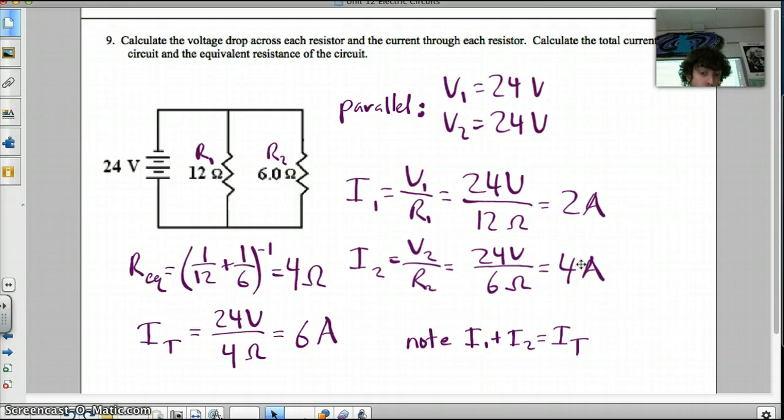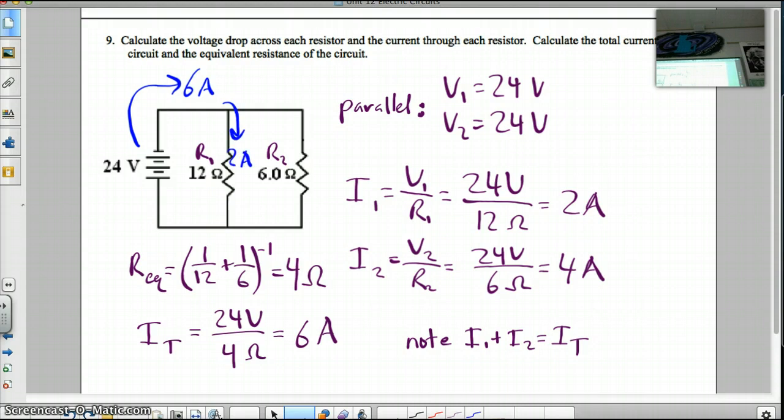If we want to find the total current, we need to find the total resistance, the equivalent resistance. So here we have 1/12 plus 1/6 gives us 4 ohms. 24 volts divided by 4 ohms, our equivalent resistance, gives us 6 amps. That 6 amps is what's flowing here. And then it breaks, so coming down, I've got 2 amps and 4 amps. Notice those sums add up.